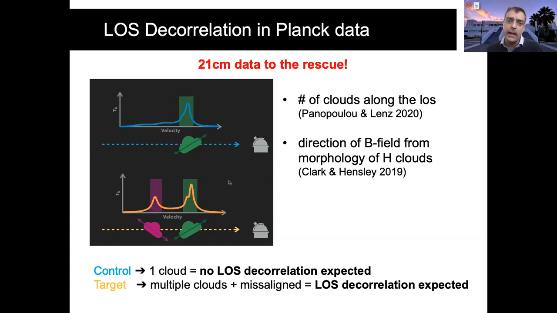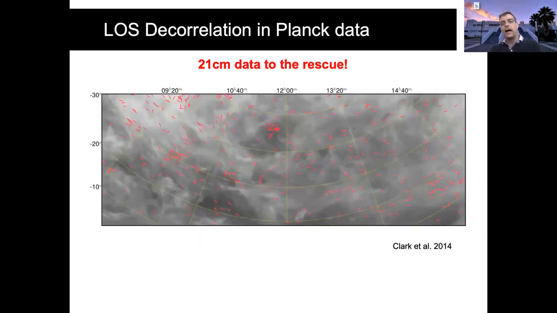The second way this helps, the 21 centimeter data help, is that they can help us approximately estimate the magnetic field direction in each cloud. How? Well, high resolution atomic hydrogen spectra reveal thin linear structures that are statistically aligned with the magnetic field. So the direction of the magnetic field could be inferred indirectly from the morphology of the HI clouds. It's not a perfect technique, doesn't work always, but it works in a statistical sense.